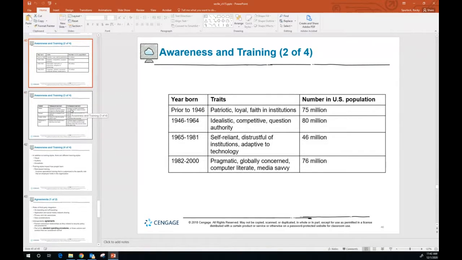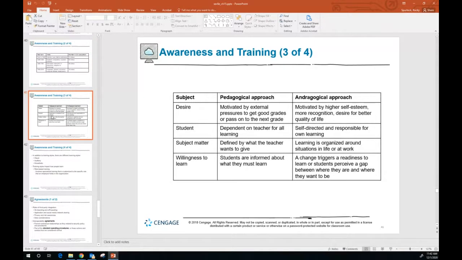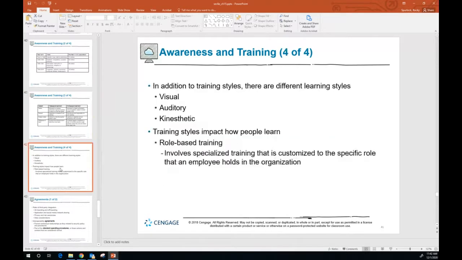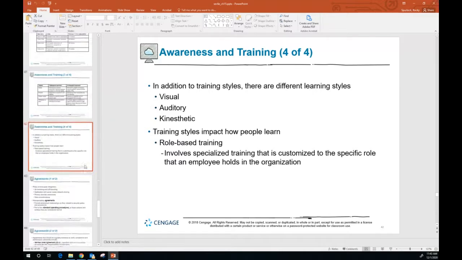These two charts show the traits and the number of population for people born in those years. This is showing the different ways people learn and different approaches to different types of training. Now, different training styles have different learning styles as well, whether it's visual, audio, or actually doing the task. So training styles that will impact how people learn include role-based training. That involves specialized training that is customized to a specific role that an employee holds in the organization.